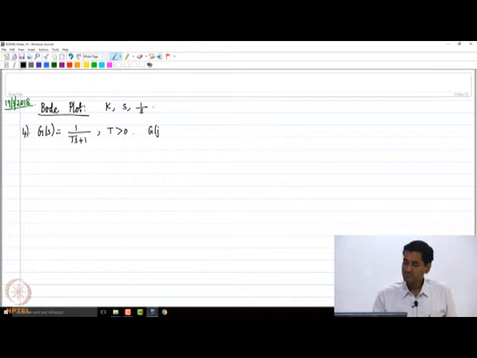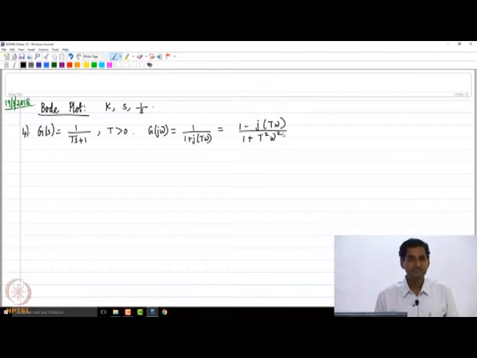So, what will happen to G of j omega? Please recall that we are dealing with the sinusoidal transfer function, so you substitute s equals j omega. This is going to become 1 divided by 1 plus j T omega. This can be rewritten as 1 minus j T omega divided by 1 plus T squared omega squared, when I multiply by the conjugate factor.